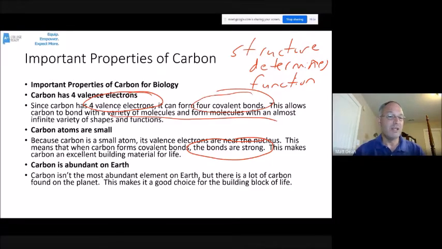Carbon's also really abundant on Earth. It's not the most abundant element on Earth, but there's plenty of carbon on Earth. It's a really good element for building life. There's plenty of it. It makes really strong bonds, and it can make molecules in lots of different shapes with lots of different functions.